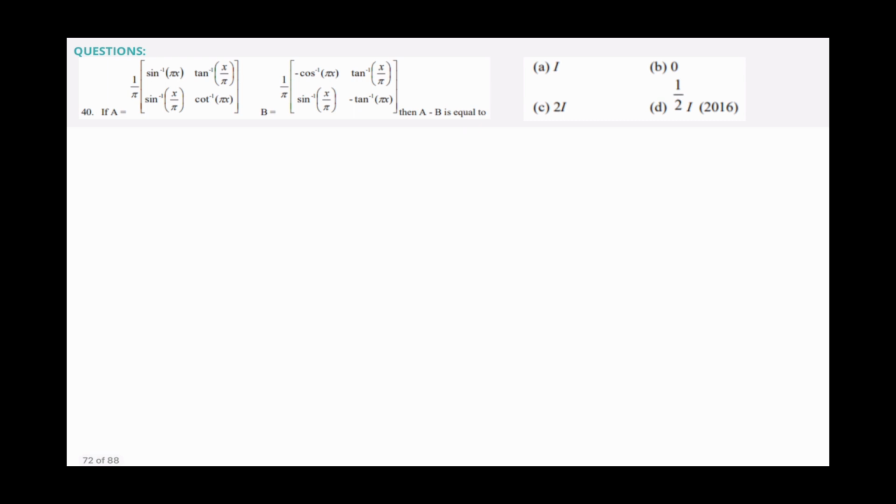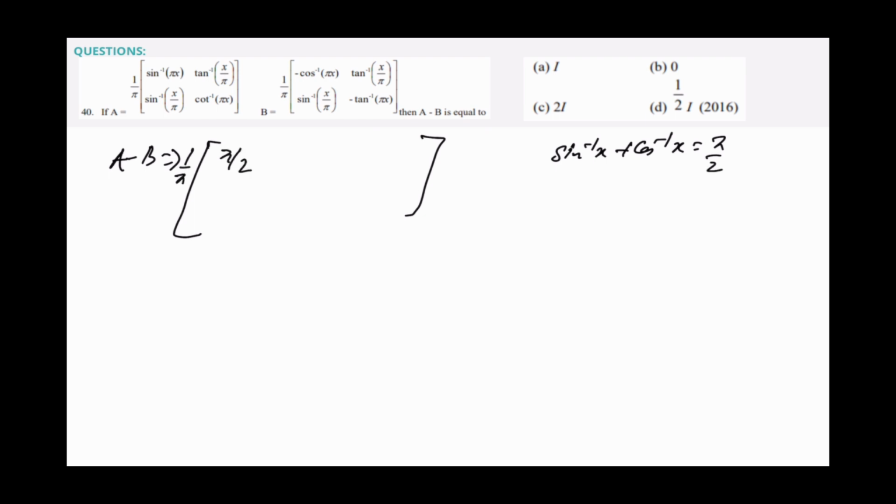Now coming to this question, students, what you have to do? You have to do A minus B. So I'll just subtract the top one, A minus B. What I'll get? Now, if you remember a bit of trigonometry, sine inverse x plus cos inverse x is equal to what? Pi by 2. So if I do this, I'll get pi by 2 here, and 1 by pi is there. So if I multiply with 1 by pi for the first one, pi by 2 into 1 by pi, so pi is gone, I'll get half.